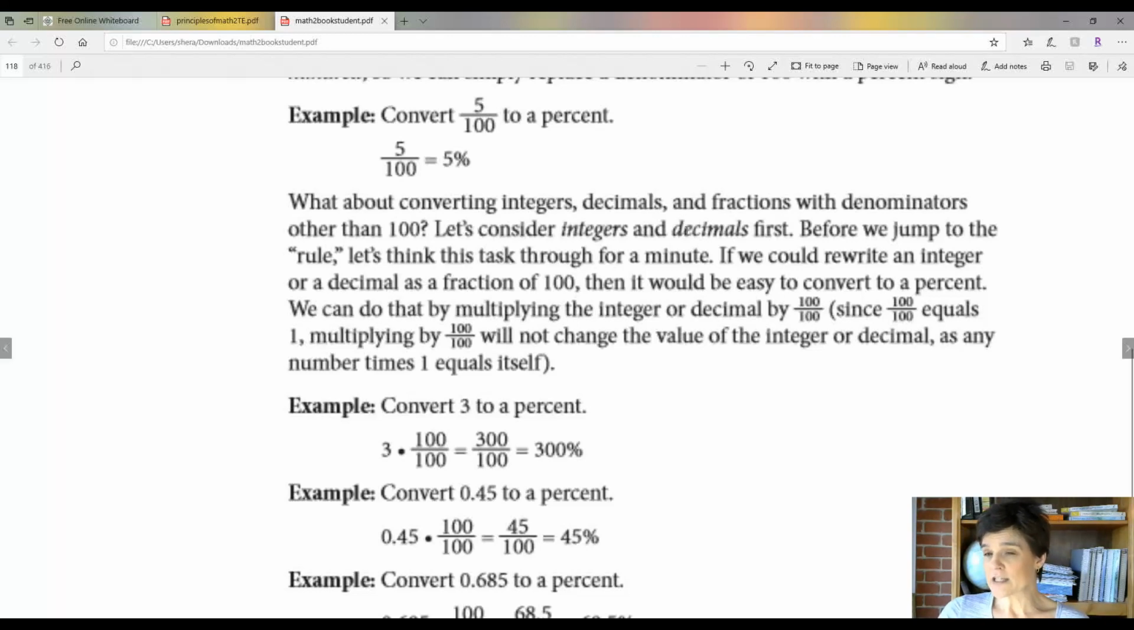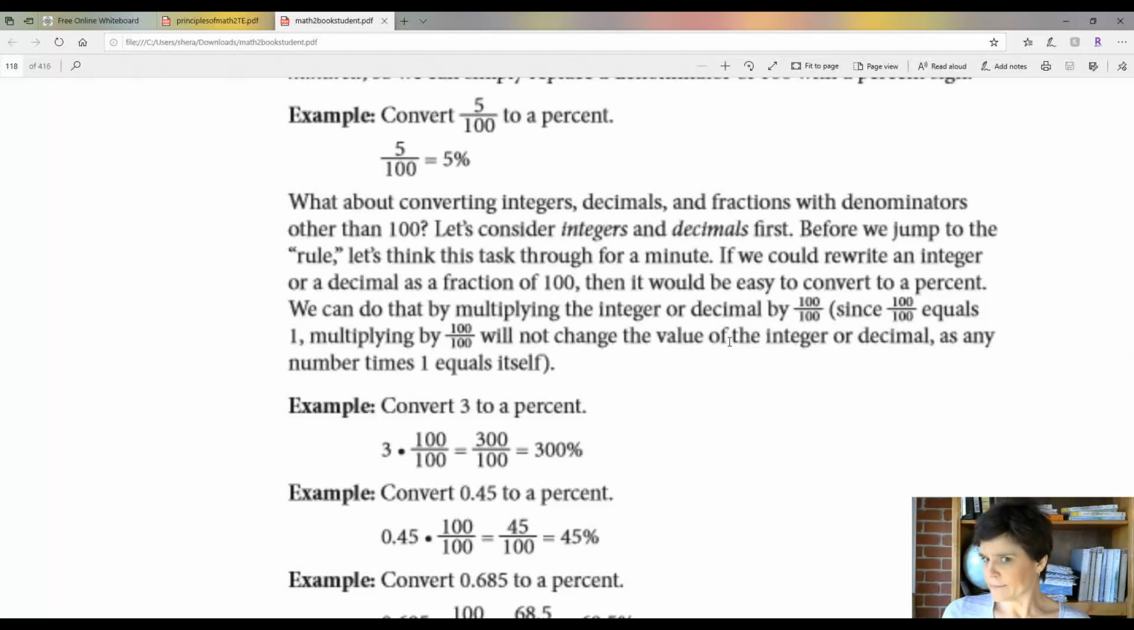Let's consider integers and decimals first. Before we jump to the rule, we're going to think this task through for a minute. If we could rewrite an integer or a decimal as a fraction of 100, it would be easy to convert to a percent. We can do that by multiplying the integer or decimal by 100 over 100, since 100 over 100 equals 1. Multiplying by 100 over 100, or 1, will not change the value of the integer or decimal, as any number times 1 equals itself. In other words, it could be 200 over 200, or it could be 1,000 over 1,000.